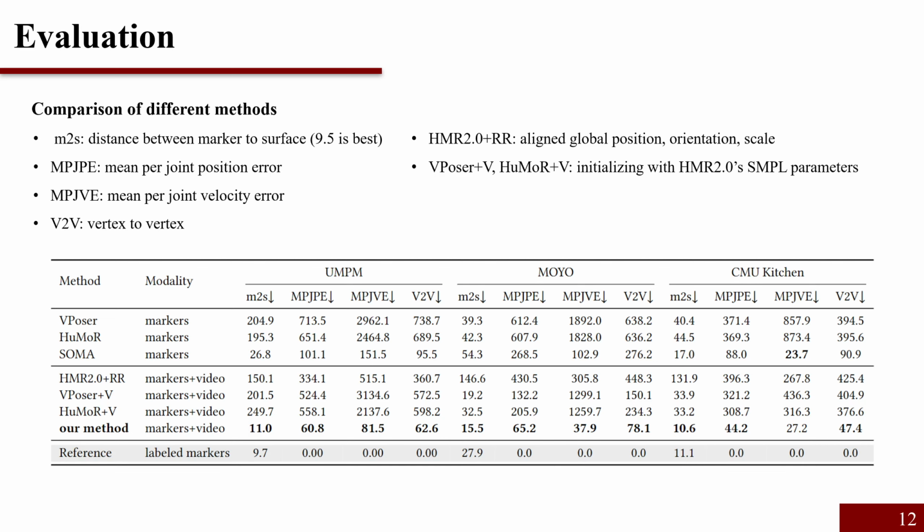They also conducted evaluation on other studies when video data was provided. HMR2 is, however, a video-only method, so global position, orientation, and scale are ambiguous, so it was aligned to ground truth. VPoser and HuMoR are sensitive to having strong initialization, so they were initialized with HMR2 SMPL parameters. They said that it showed good performance in most cases.